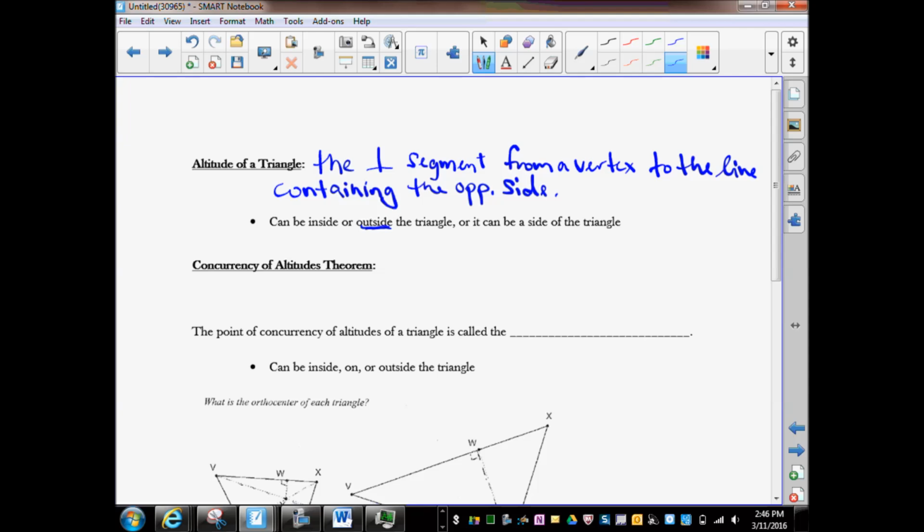Altitudes. Let's say there's a triangle. From this vertex, a perpendicular line, this is my altitude. Right, so it goes from the vertex to the opposite side and it's perpendicular. So notice the difference between medians and altitudes. Medians go from vertex to the midpoint. Altitudes go from vertex to wherever it's perpendicular.